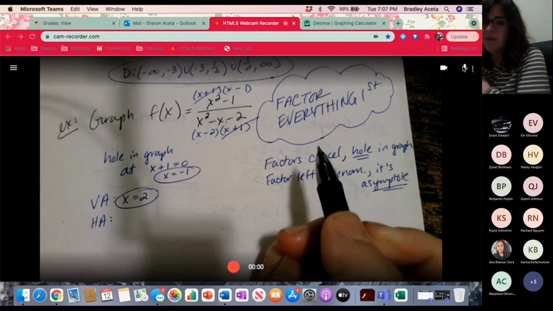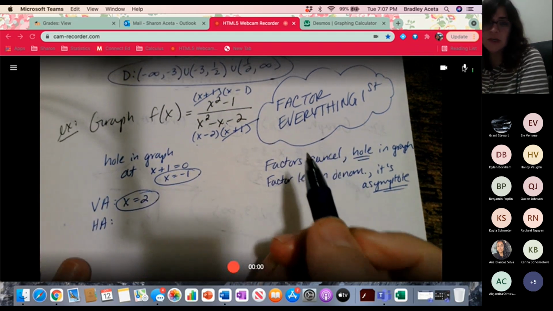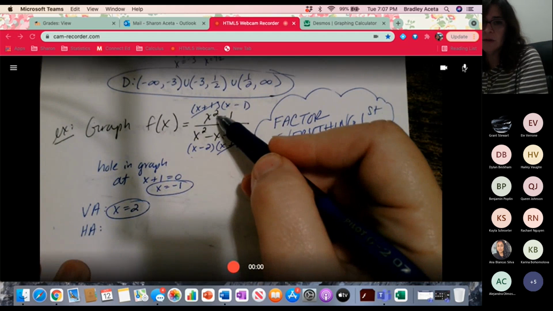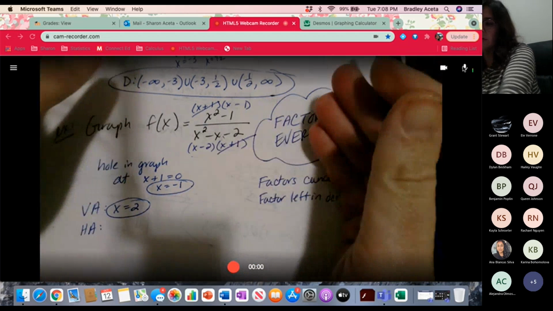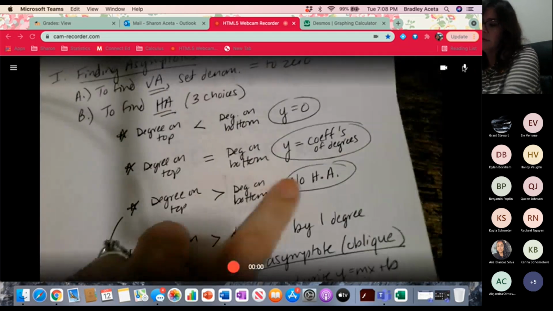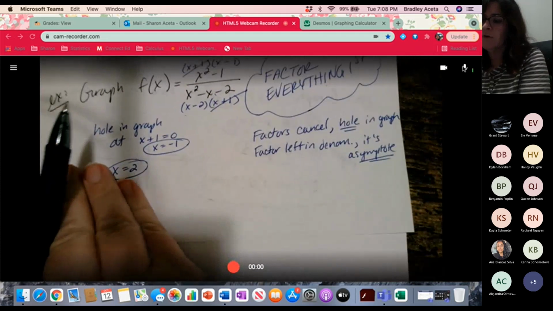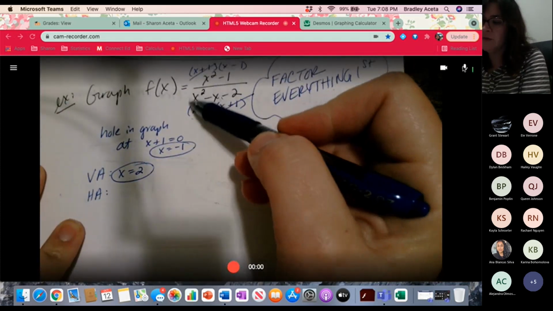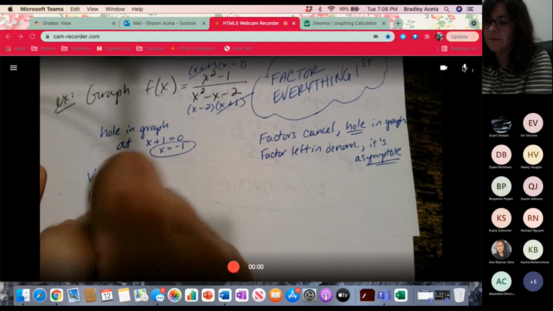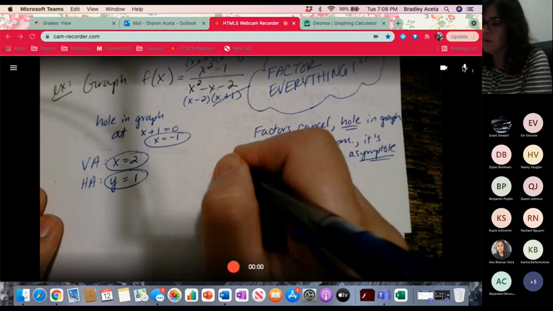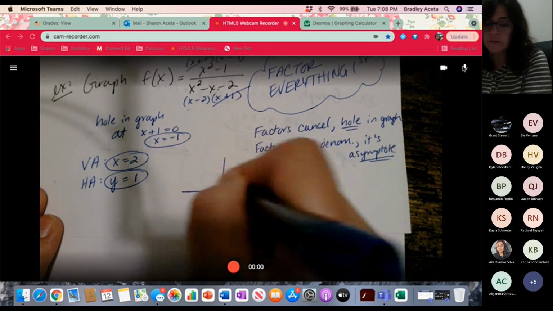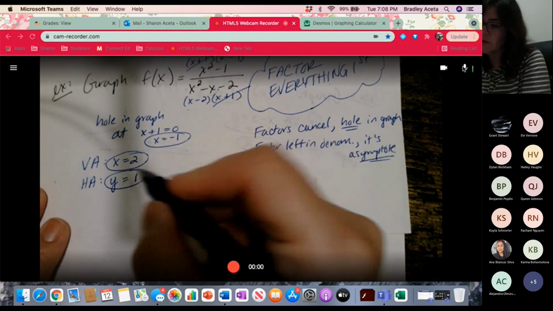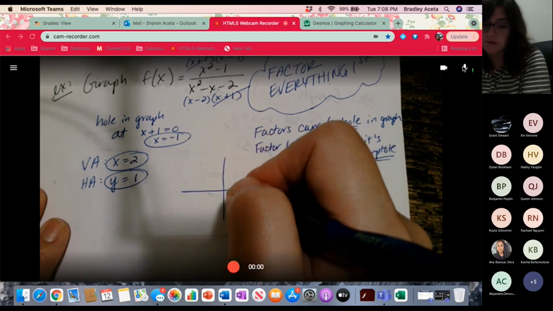Horizontal asymptote, remember that's based on the degrees. So let's check out the degrees. The degree on top is 2, the degree on the bottom is 2. If they're equal, get your notes, turn over. If they're equal, it's the coefficients of those degrees. Well, the coefficient in front here is a 1 and this is a 1, so it's 1 over 1. So y equals 1. So when I go to graph this, I would have a vertical asymptote at x equals 2.